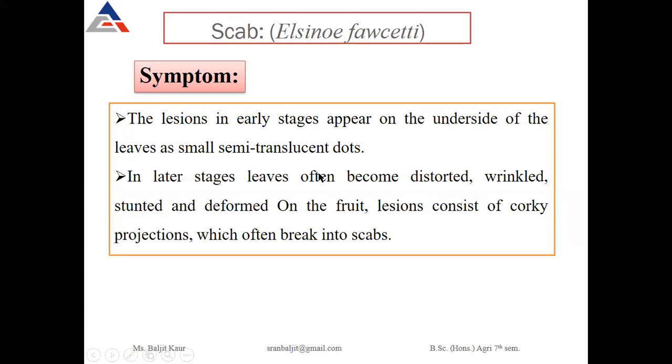Next is scab. With scab, there will be lesions on the leaves in the early stages, right? And in the later stages, the leaves will become distorted, wrinkled, stunted, and deformed. And on the fruits, the lesions consist of corky projections, and that will break into scabs.